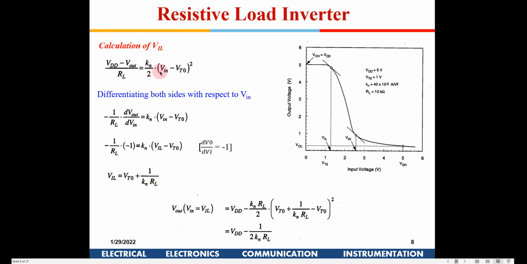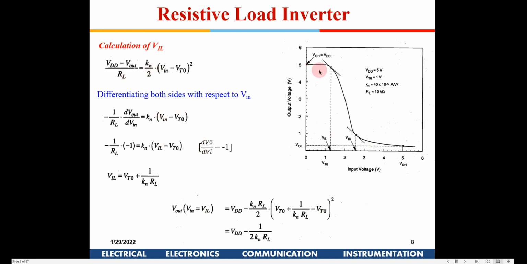We have one equation here. If we substitute V in by the value which we got here, we will get a V out. That V out will be nothing but V out corresponding to VIL. There is no specific term for that. It will be slightly lesser than VOH. These kinds of things you can expect in your exam also.